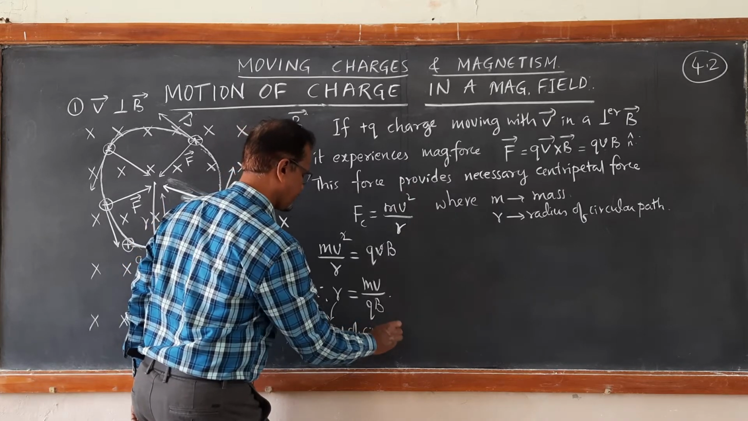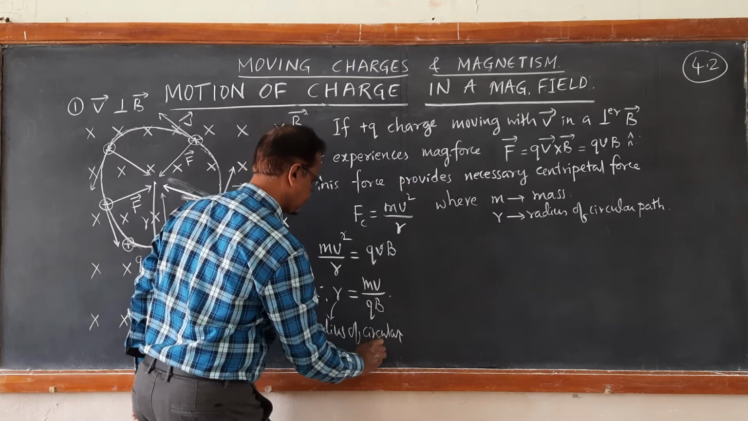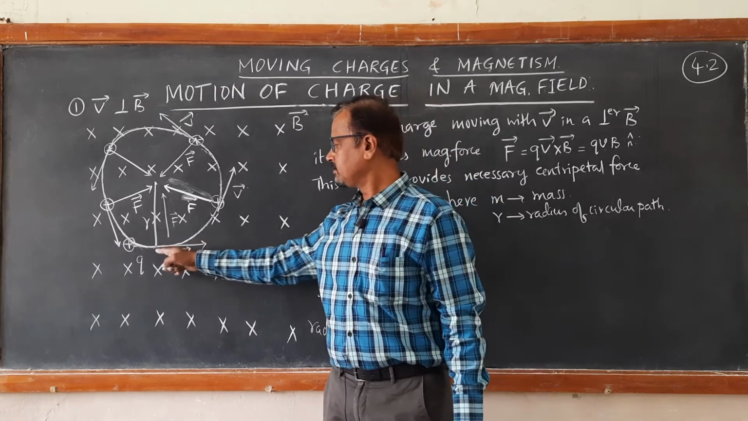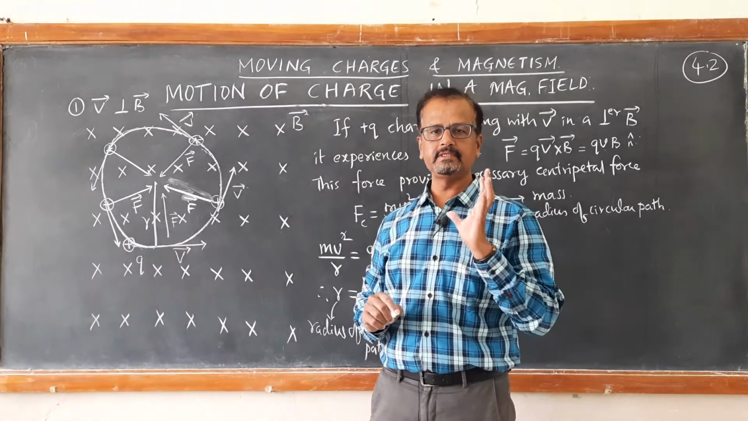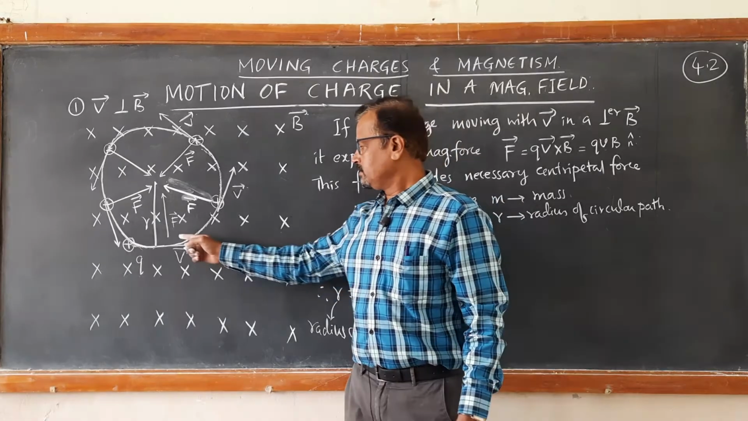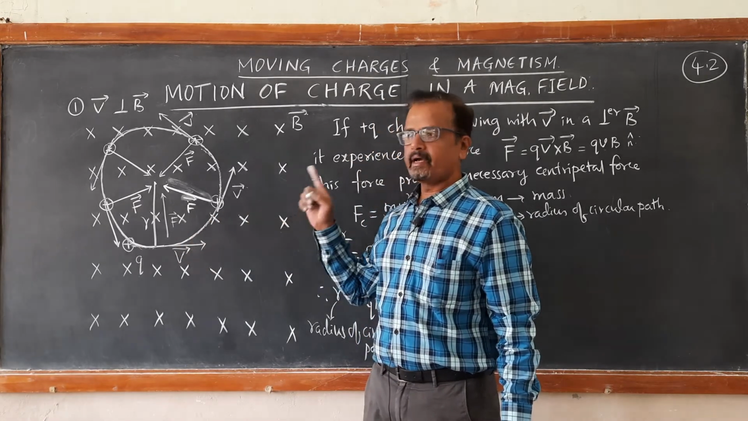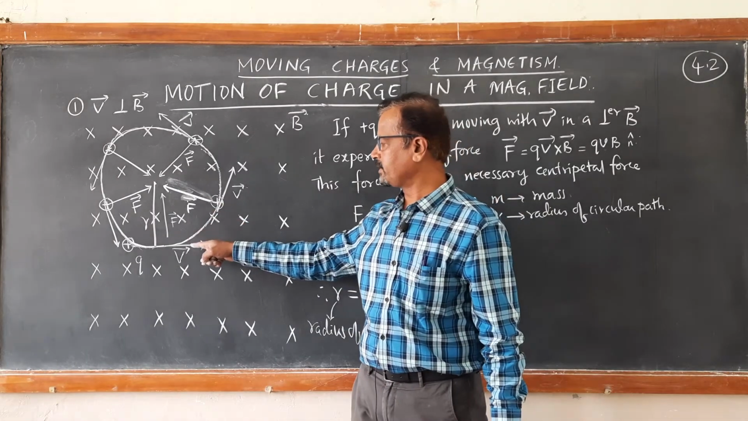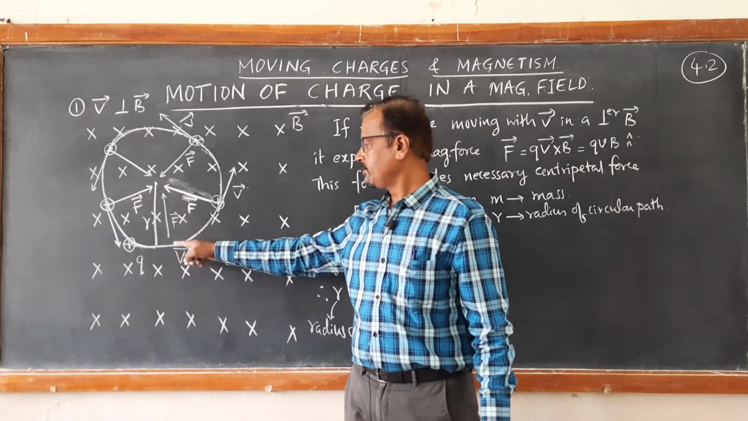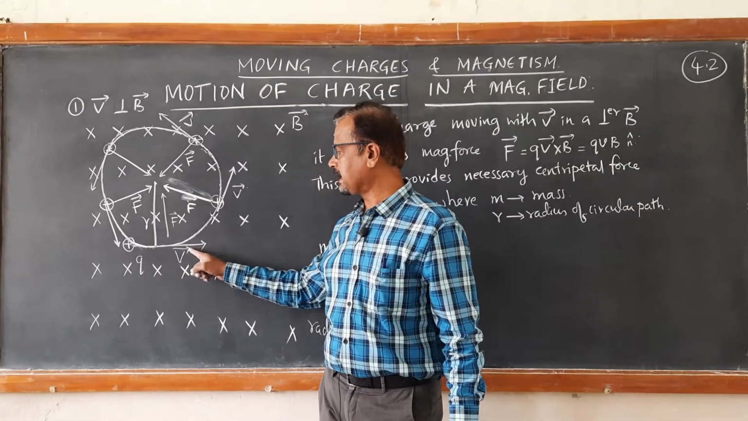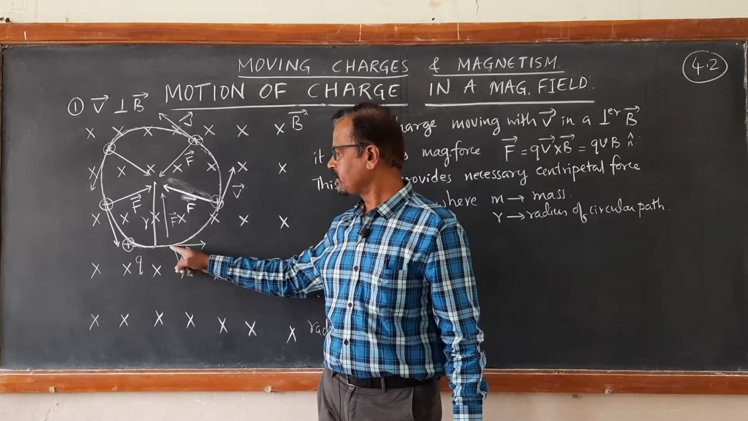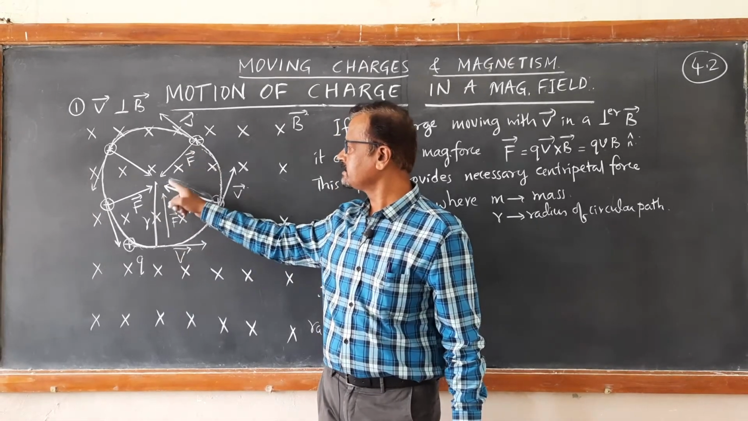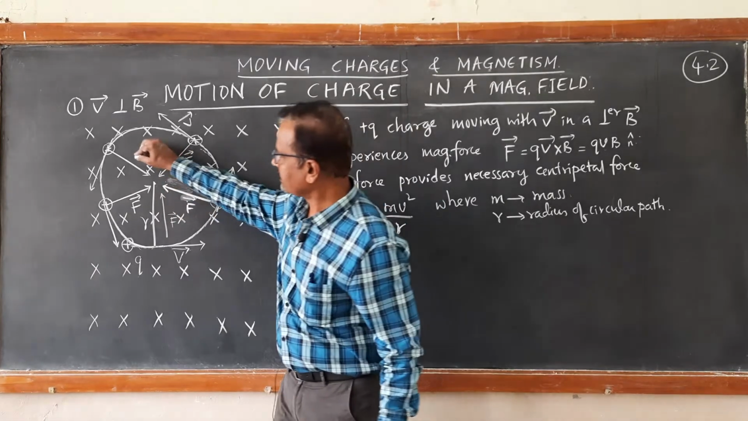Radius of circular path. Now, since the charged particle is entering with uniform velocity, meaning constant velocity, it experiences a magnetic force due to the uniform magnetic field. So the force is always perpendicular to the velocity vector, which means it is always perpendicular to the tangent. The force acting perpendicular to the tangent must be acting along the radius. So everywhere you can see the force is acting radially inwards.